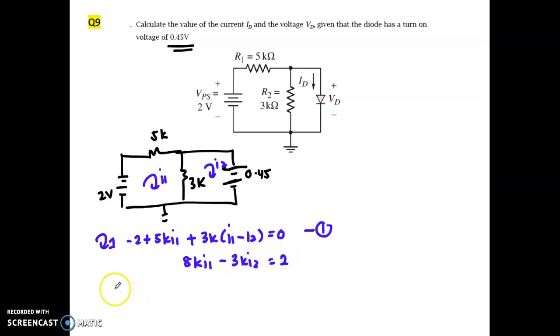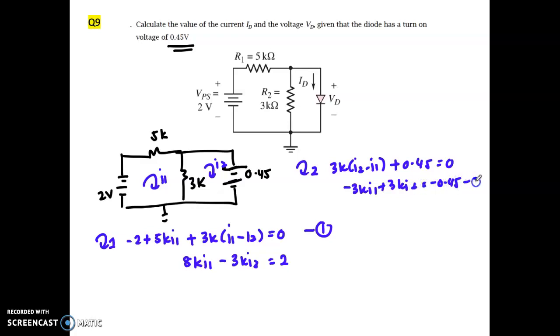Okay. Loop number 2 is 3K times I2 minus I1 plus 0.45 equal to 0. Then you can get minus 3K I1 plus 3K I2 equal to minus 0.45. This will be equation number 2. By combining these two equations with two unknowns, you can get I1 equal to 0.31 milliampere. Your I2 is actually 0.16 milliampere.